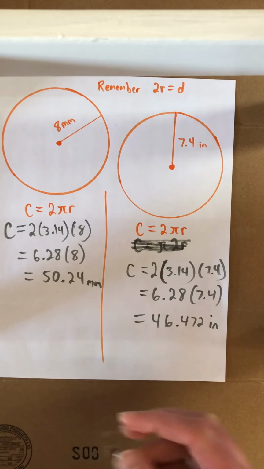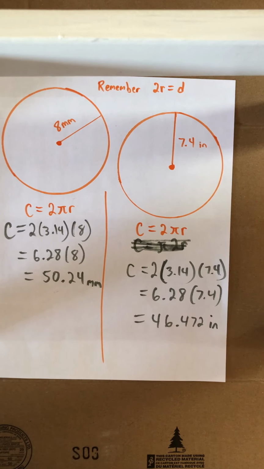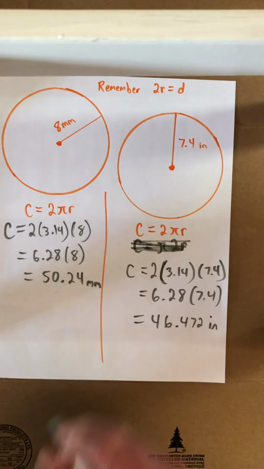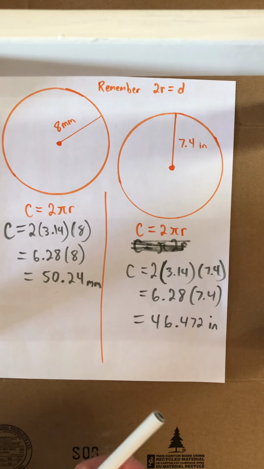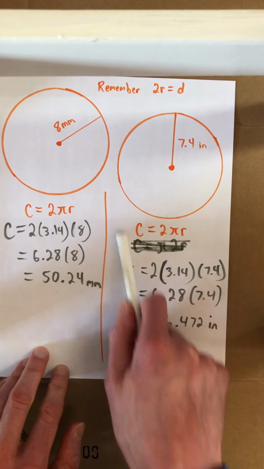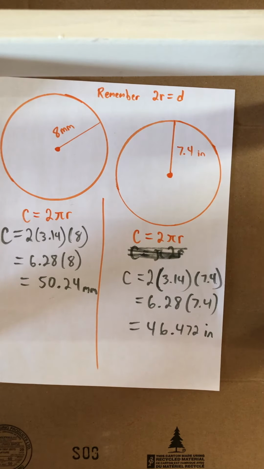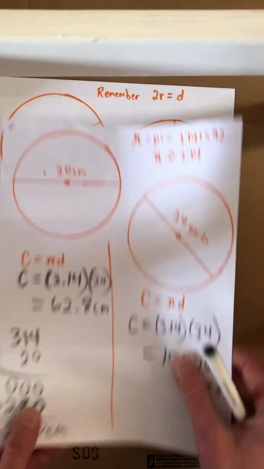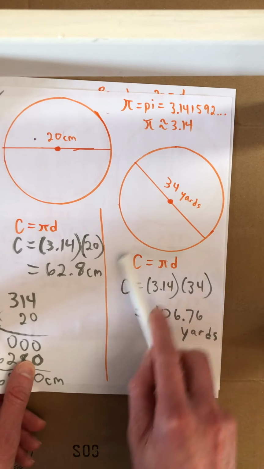One final note before you start in on today's handout. Make sure that you know if you have a radius or a diameter to work with. When you are finding the circumference based on radius, you can use this formula here. When you are finding the circumference based on a diameter, make sure you're using this one here.